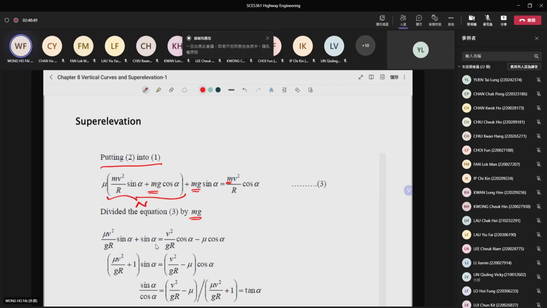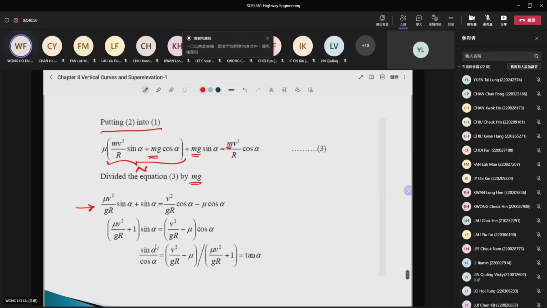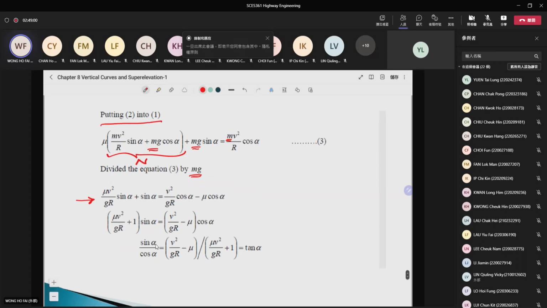And then you get the expression for this. And then further, you put the left-hand side and the right-hand side terms. So you have sine alpha, cosine alpha on one side, and the other side is actually v squared over gr minus mu, and then you have mu v squared over gr plus 1.